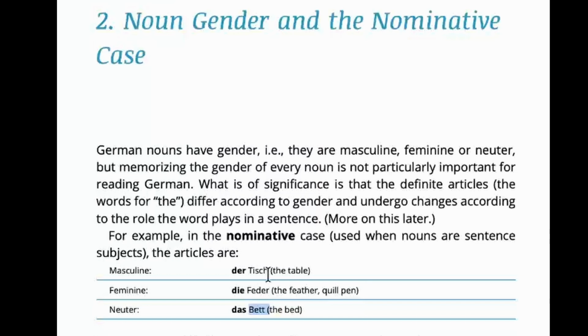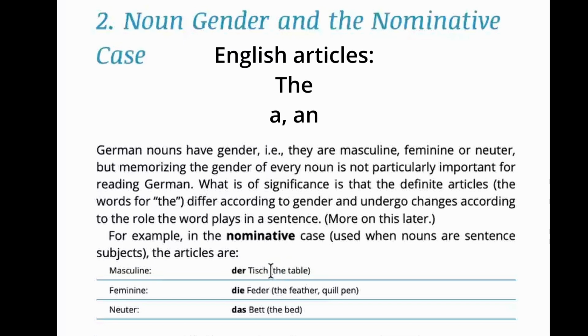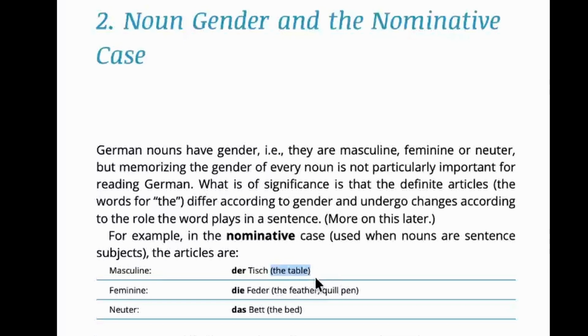Something that will help you a lot is knowing that the article changes depending upon the gender. If you don't know what an article is, it is this thing. The is an article. So is a or an. English doesn't have genders, so it's always the table, the feather, the bed. But in German, when the gender is masculine, the table turns into der Tisch. Die Feder for feminine, and das Bett for neuter.